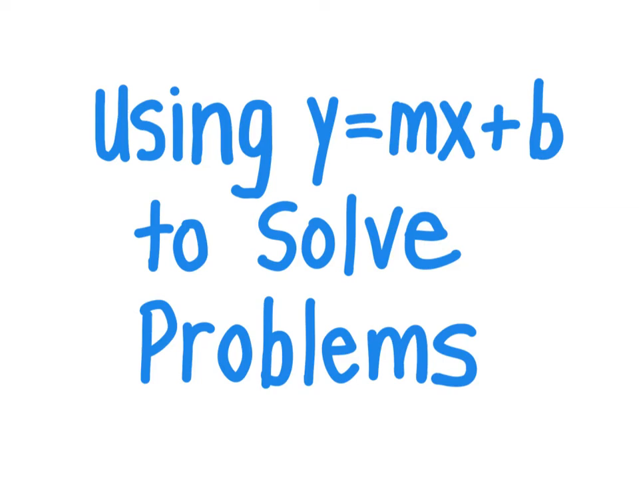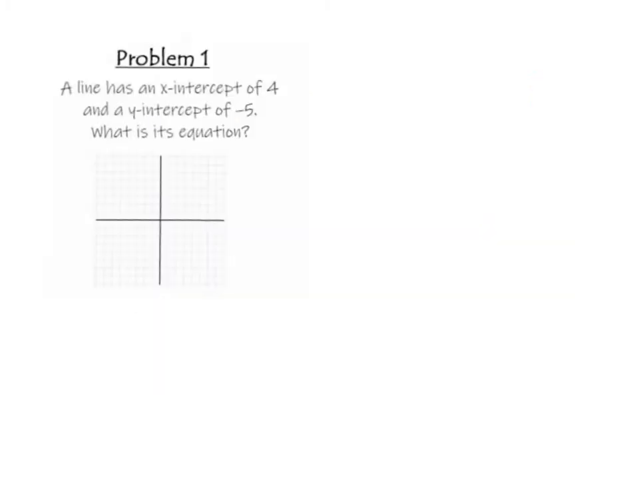Welcome to our tutorial about how we can use what we know about y equals mx plus b to solve problems. In this problem, we are told that a line has an x-intercept of 4 and a y-intercept of -5. We're asked to determine its equation. What we are being given are 2 points. We are given (4, 0) and (0, -5).